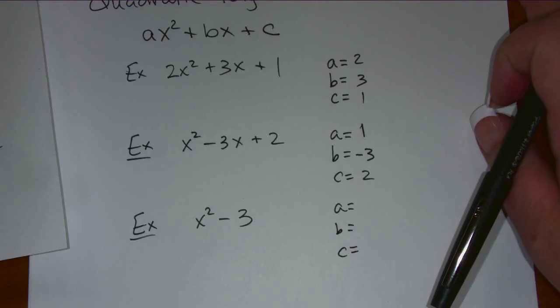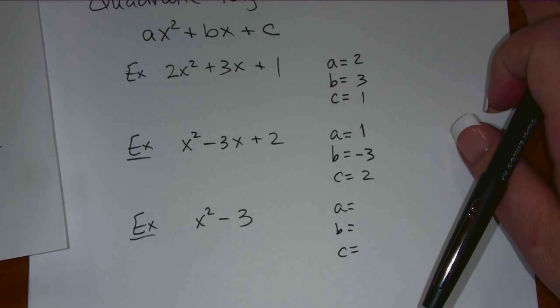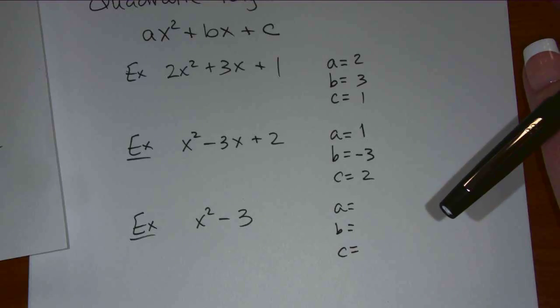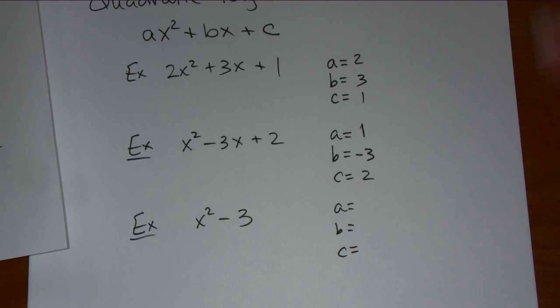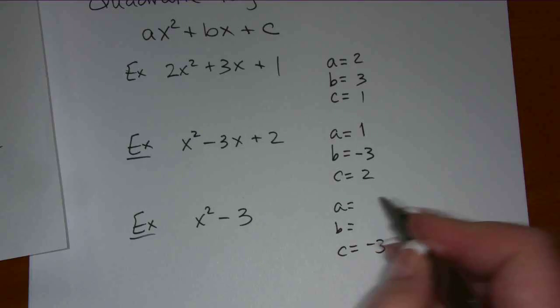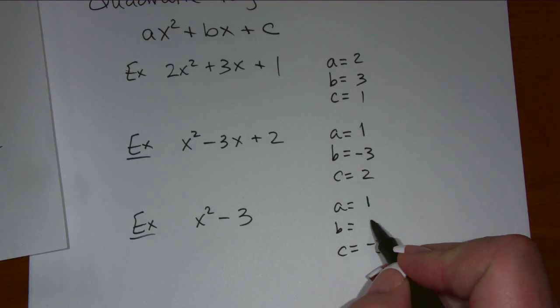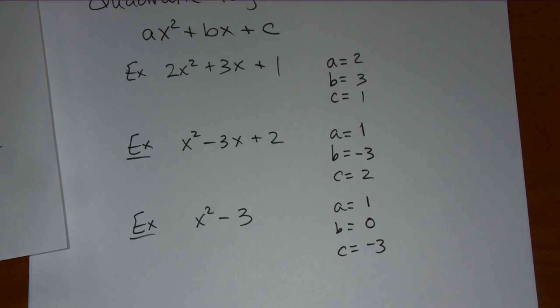So what's A, B, and C here? 1. Is B -3 or C -3? C. And B would be 0 because it's missing. See, there's no x. So let's put a b in but no c.